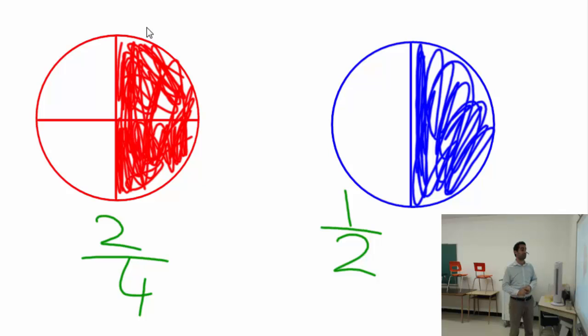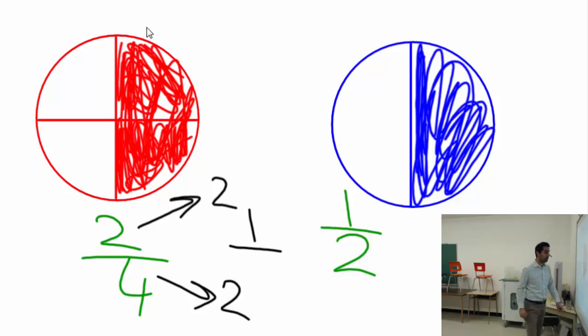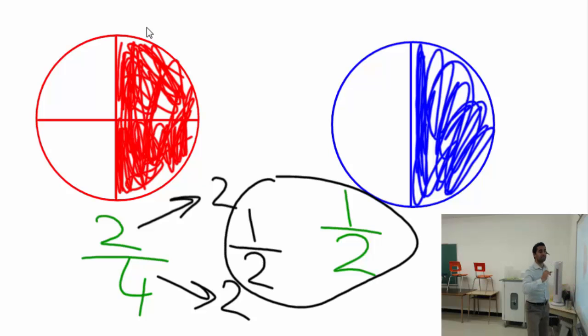So how do we figure this out? You have to find the greatest common divisor for both of the numbers. I know that this number can be divided by 2, and that number can be divided by 2 as well. If you divide 2 by 2, you will get 1. If you divide 4 by 2, you will get 2. Voila! They are the same thing. So that's where the simplifying occurs.